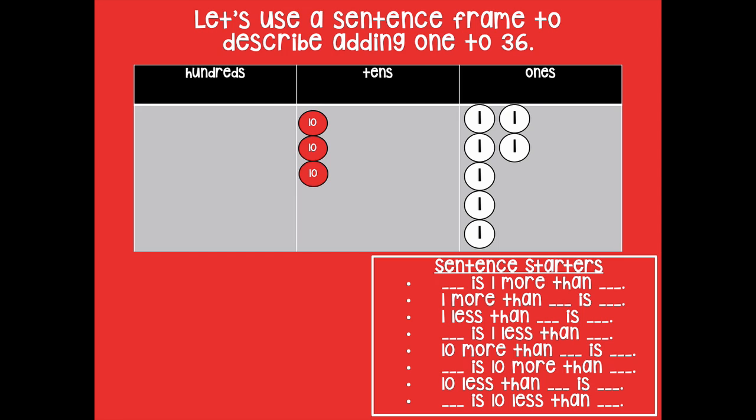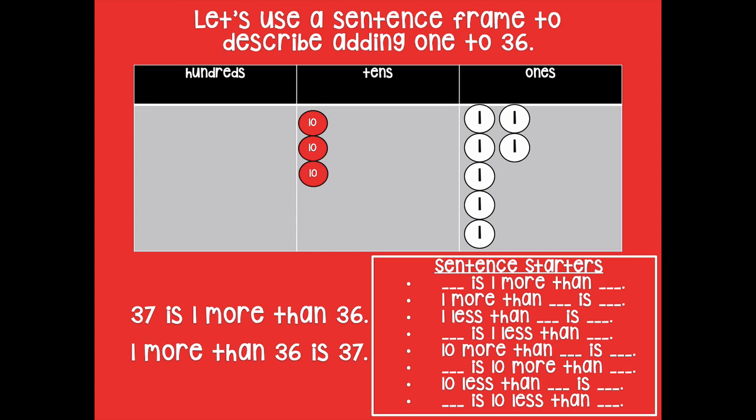All right, here's one that I came up with. 37 is 1 more than 36. Then I also came up with 1 more than 36 is 37. So both of those sentence starters describe our place value chart and what we did when we added 1 to 36.